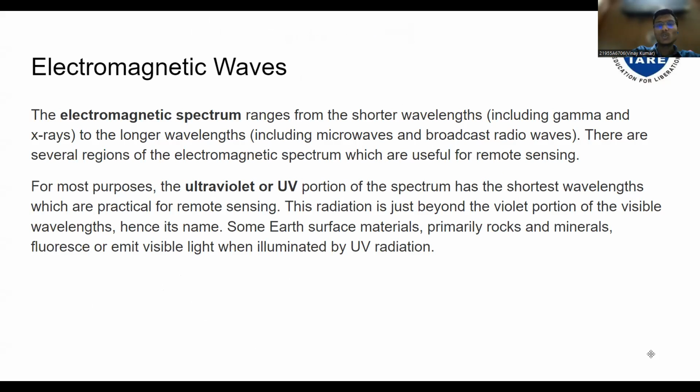The electromagnetic spectrum ranges from the shorter wavelengths, including gamma and X-rays, to longer wavelengths, including microwaves and broadcast radio waves. There are several regions of the electromagnetic spectrum which are useful for remote sensing.